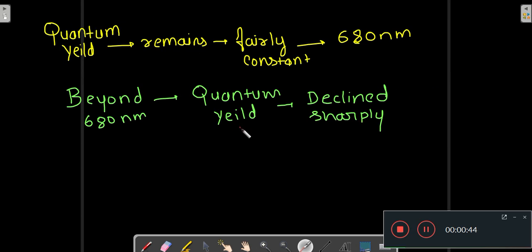By examining the action spectrum in the visible region for oxygen evolution, they made this conclusion that the quantum yield remains fairly constant up to 680 nanometer, and beyond 680 nanometer this quantum yield declined sharply. This is the observation that they made.